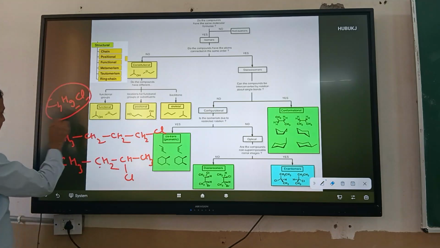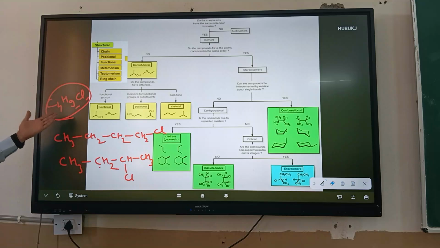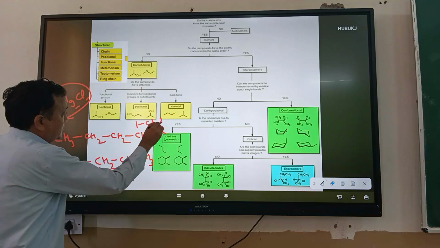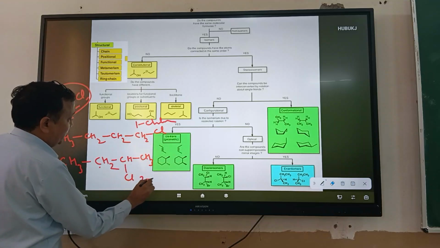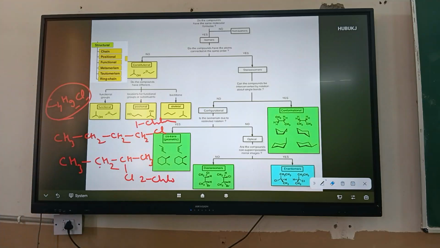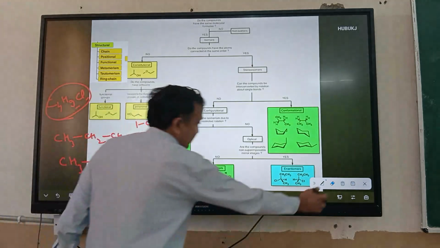So in both cases, the molecular formula is the same, but the structure is different. In which respect are they differing from each other? Here is the 1-chloro, and here is the 2-chloro. The position of the chloro group is varying. Hence, such isomers are known as position isomers.